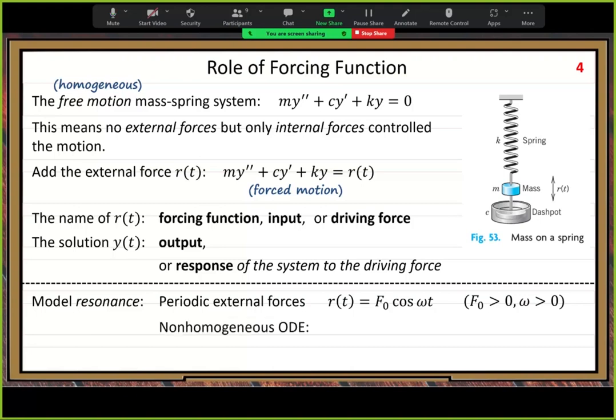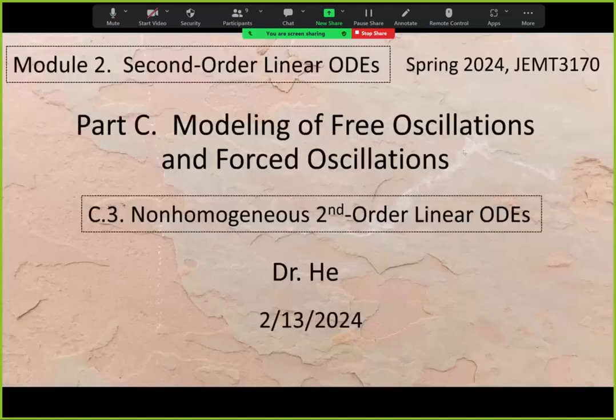Then we consider the non-homogeneous ODE, this model, this equation. We need to solve this equation. So our next question: how to solve this type of equation? Also relatively simple. So let's look at the solutions.